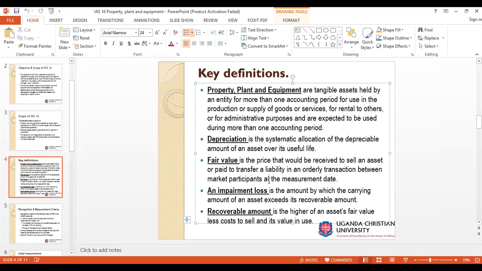And we are actually looking at those key definitions, and we had reached impairment loss, then recoverable amount. These two concepts you will actually cover when you are dealing with IAS 36.